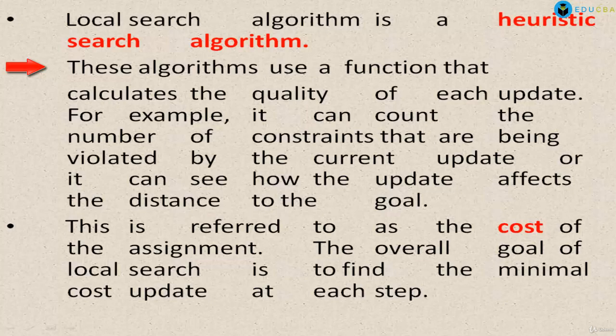Now what is the quality of each update? So let's say an example. It can count the number of constraints that are being violated by the current update. So basically in each iteration, if you are updating a variable, then it will count the number of constraints that are being violated by that current update. Or it can see how the update affects the distance to the goal. This is referred to as the cost of the assignment, and our overall goal will be to find the minimal cost update at each step. So basically we have to find out the minimal cost update.